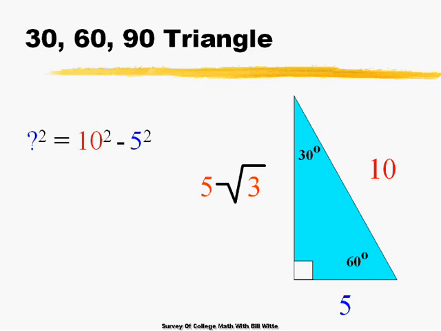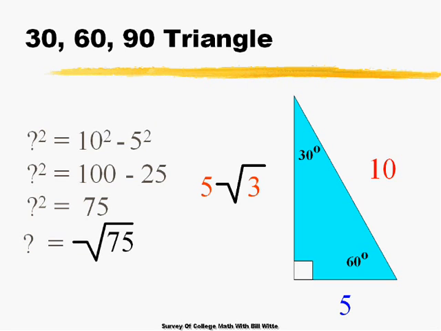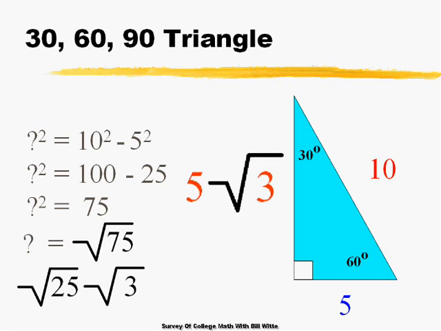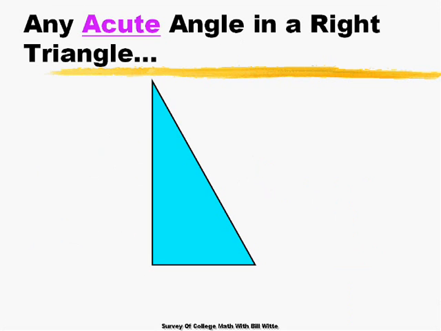Just in case you're not a memorizing type of person, we could use the Pythagorean theorem. 10 squared minus 5 squared, let's see. We get 100 minus 25, we get 75. So that squared is 75, so the answer on that longer leg is the square root of 75. But don't forget, we have to break that into its perfect square and what's left over. And what is the square root of 25? It's 5. So you could use the Pythagorean theorem to still get the same answer of 5 radical 3. Either way.